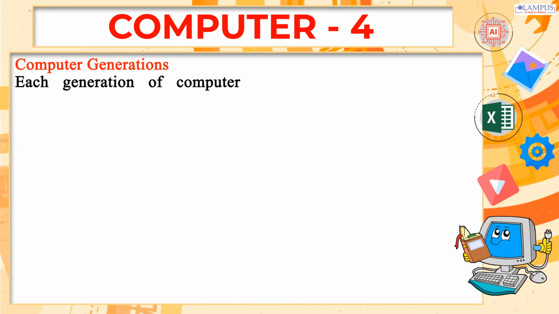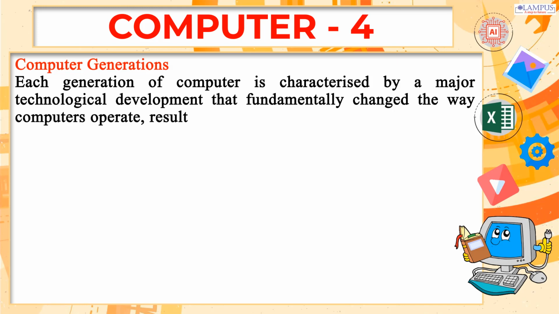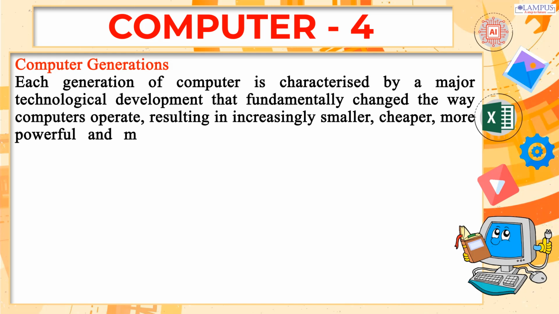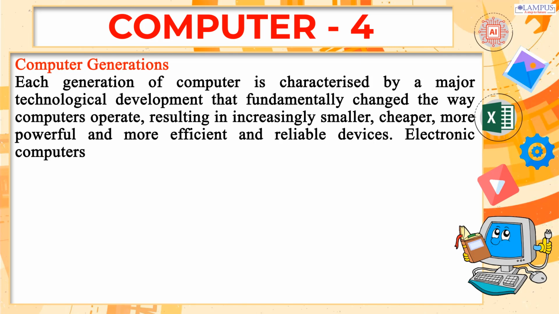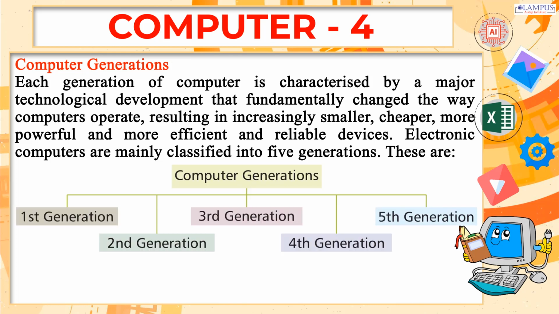Computer generations. Each generation of computer is characterized by a major technological development that fundamentally changed the way computers operate, resulting in increasingly smaller, cheaper, more powerful and more efficient and reliable devices. Electronic computers are mainly classified into 5 generations. These are: first generation, second generation, third generation, fourth generation, fifth generation.